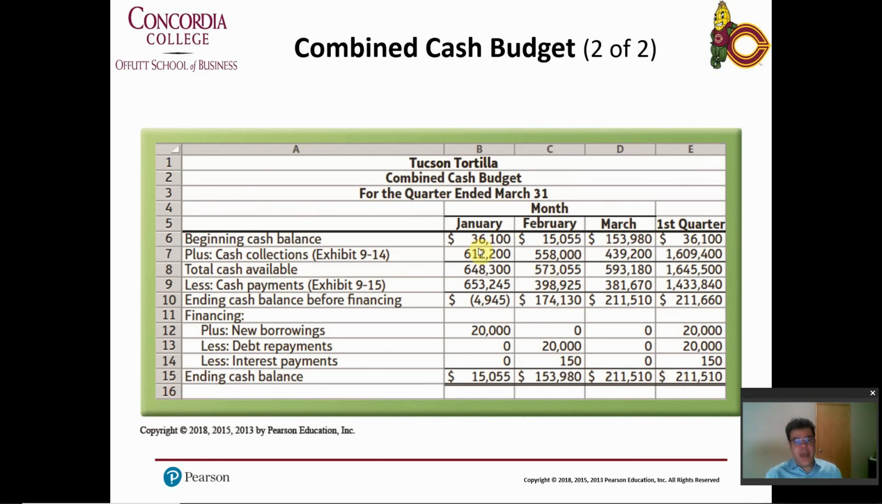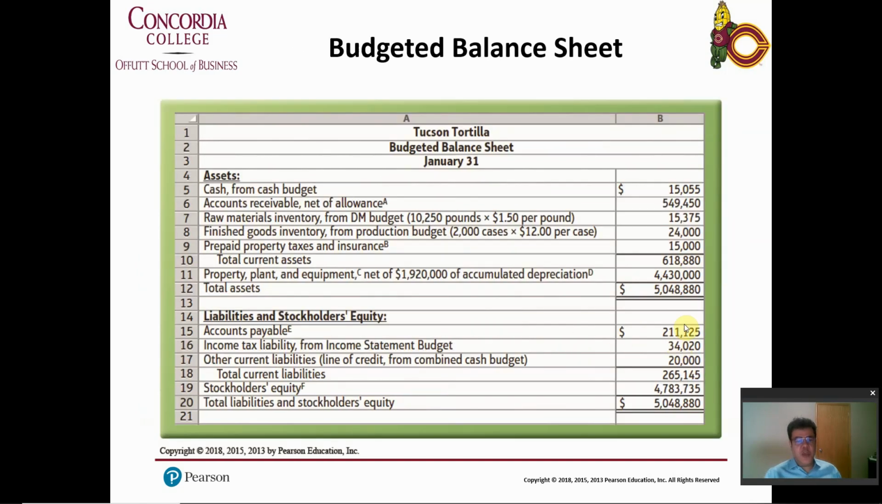So beginning balance here, cash collections here, cash payments here, and whoa, we have a negative ending cash. It can't happen because it doesn't make sense to have negative cash. So we have new borrowing. So we will borrow money and then we will pay it in February with interest. So this interest here will be interest expense in February. And then here, our March and first quarter. And then we combine everything and then we have our balance sheet.